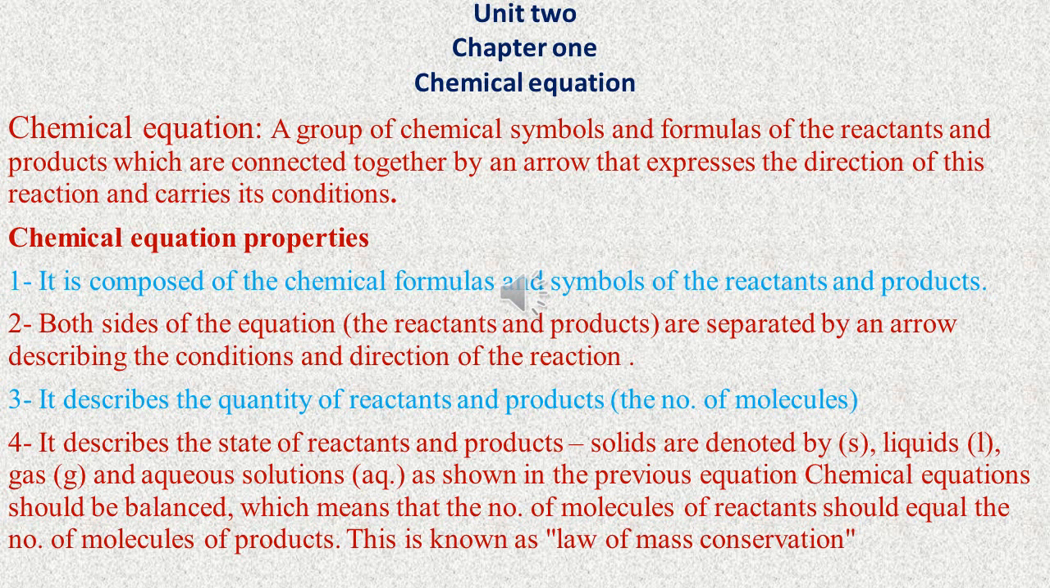Chemical equation properties. It's composed of chemical formulas and symbols of the reactants and products. Both sides of the equation are separated by an arrow, which describes the conditions of the reaction. Number 3, it describes the number of molecules of reactants and products, and they must be equal to each other to verify the law of mass conservation. And it describes the state of reactants and products: solids are denoted by S, liquids by L, gases by G, aqueous by aq.